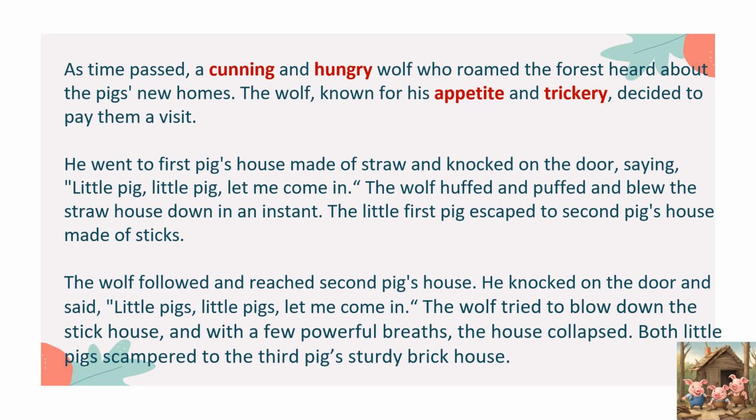He went to the first pig's house, made of straw, and knocked on the door, saying, "Little pig, let me come in." The wolf huffed and puffed and blew the straw house down in an instant. The first little pig escaped to the second pig's house, made of sticks. The wolf followed and reached the second pig's house. He knocked on the door and said, "Little pig, let me come in." The wolf tried to blow down the stick house, and with a few powerful breaths, the house collapsed. Both pigs scampered to the third pig's sturdy big house.